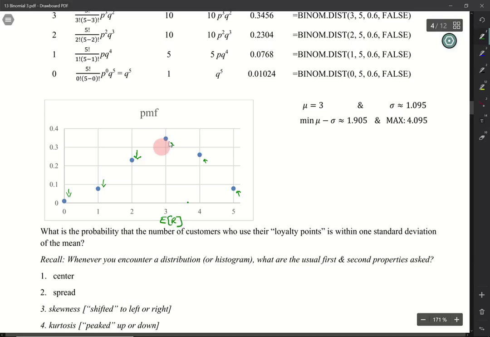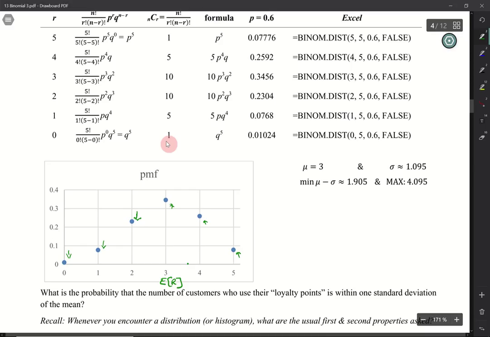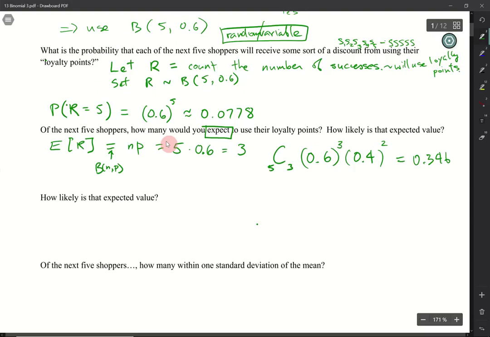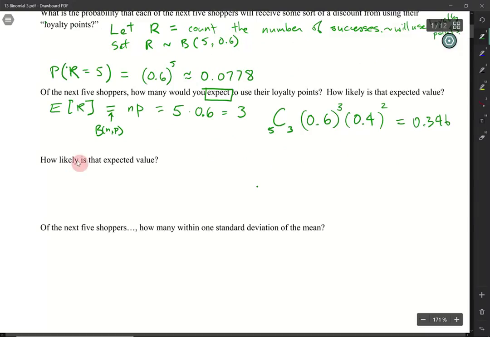And we can see that it's the highest. It's 0.3456. Oh wow, I just noticed that. Okay? So, how likely is the expected value? Oh, we got that.